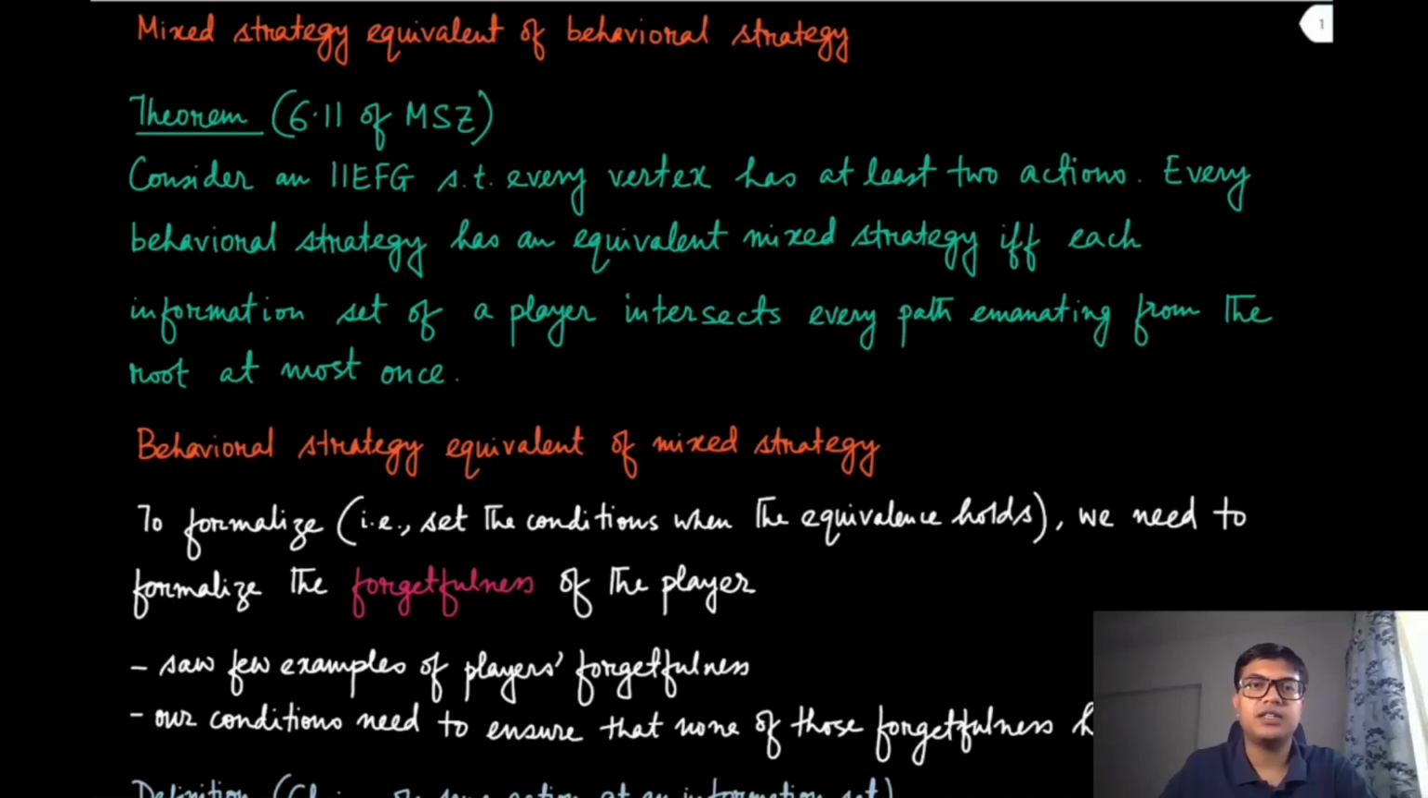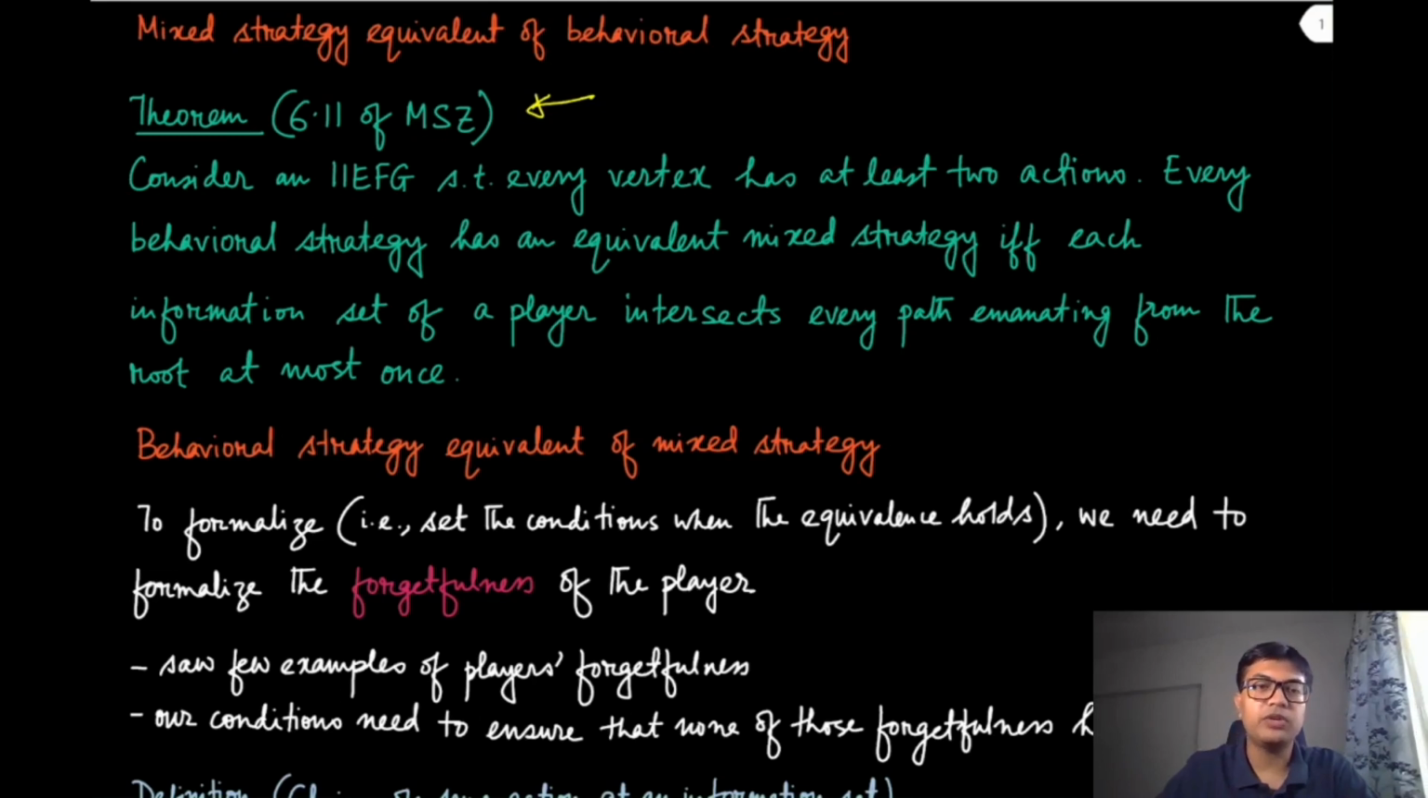We discussed a result, a theorem, in the last module, which gives us the necessary and sufficient condition for when we can have a mixed strategy equivalent of a behavioral strategy. And that theorem was this one. It says that the behavioral strategy has an equivalent mixed strategy if and only if each information set for that player intersects with every path starting from the root at most once. So you cannot have situations where the same information set intersects with the same path multiple times, as we have seen in that example, which represented some amount of forgetfulness.